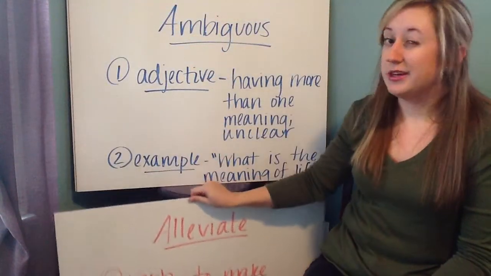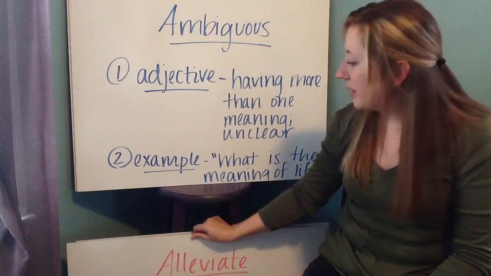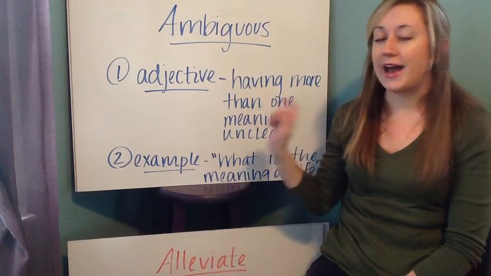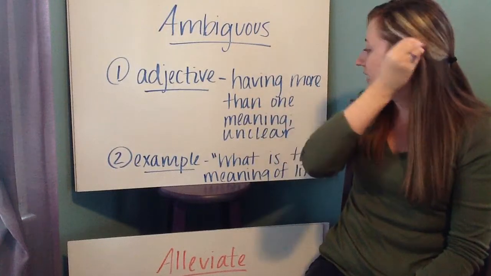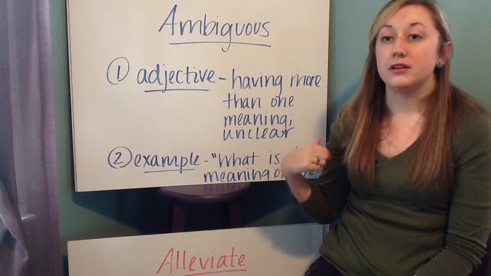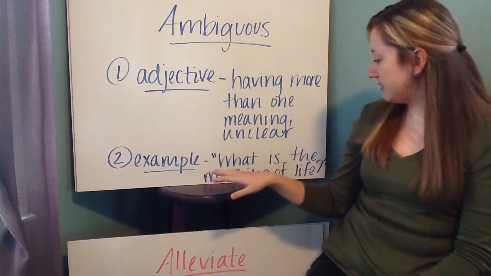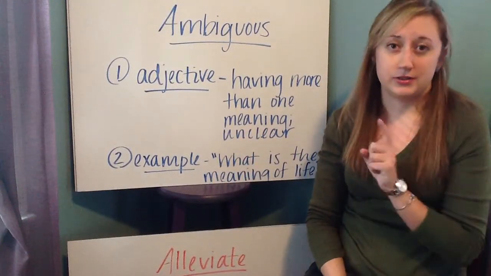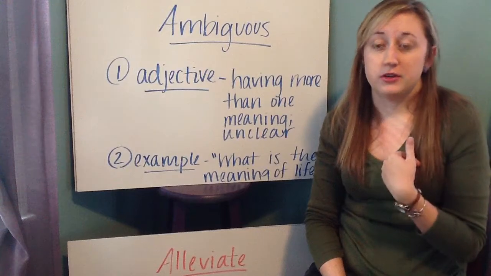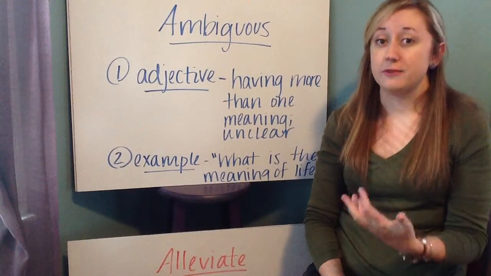Right, your next word is ambiguous. You've probably heard this one before, but it's an adjective, which means it's describing something. Okay, and it means having more than one meaning or unclear. Okay, so the examples I put down are like, what's the meaning of life? There's not one answer to the meaning of life. Your definition and my definition would be very different, okay?